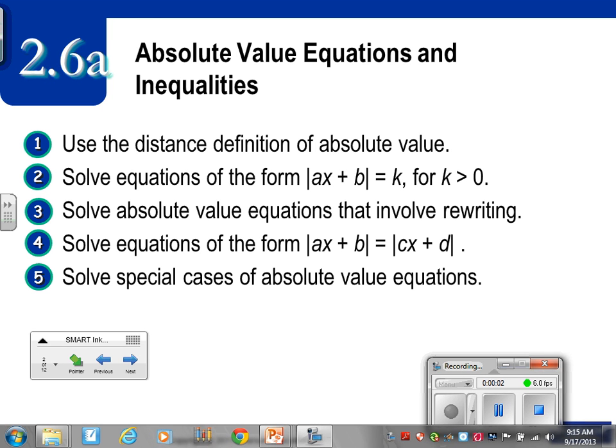Today we're going to be looking at absolute value equations. Tomorrow we're going to be looking at the inequalities. So that's for 2.6b. We're looking quickly at the distance definition of absolute value. Then we're going to be looking at the most common case, so the absolute value equals a number. And then some that require some rewriting. And then a couple of special cases.